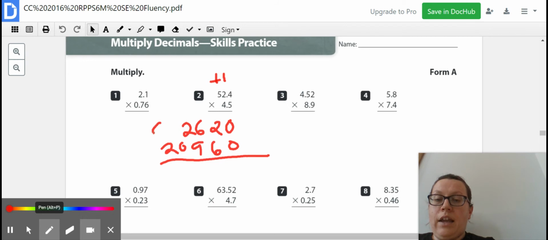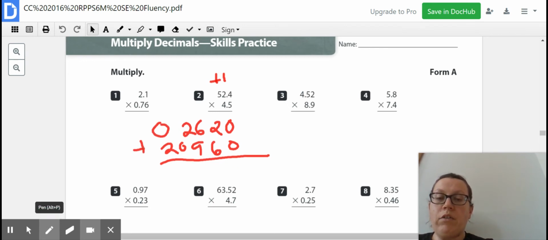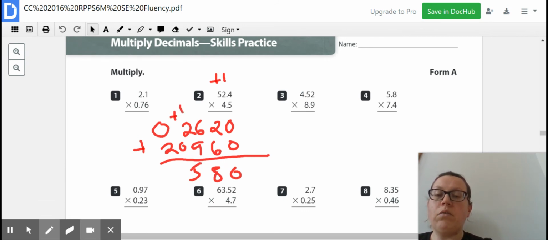And now we add this all together. 0 plus 0 is 0. 6 plus 2 is 8. 9 plus 6 is 15, we carry our 1. 2 plus 0 is 2, plus 1 is 3. 2 plus 0 is 2.